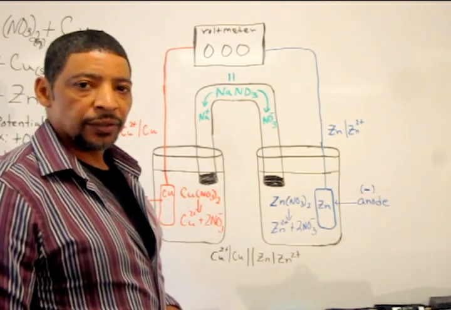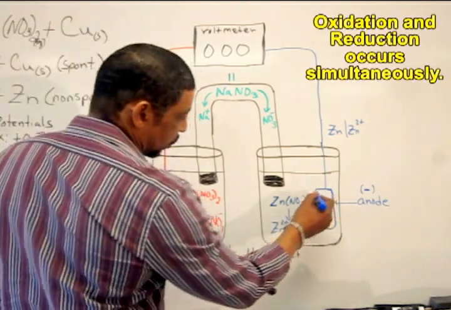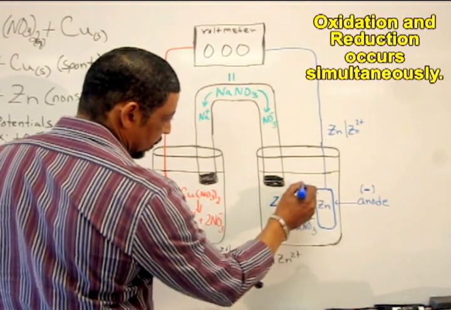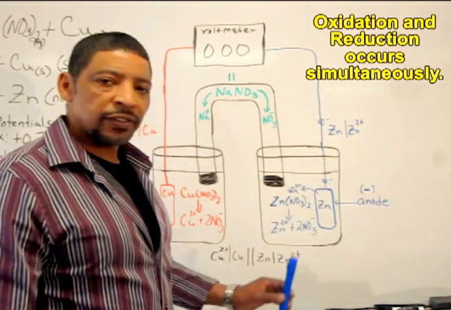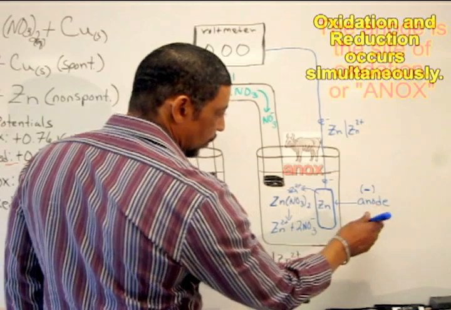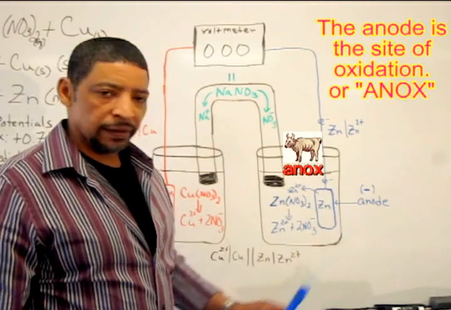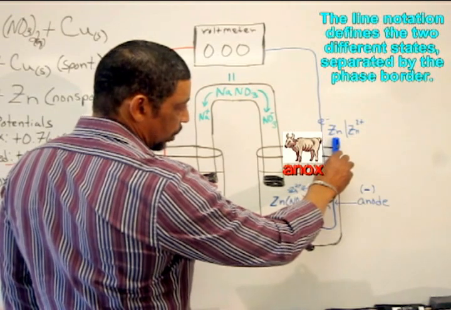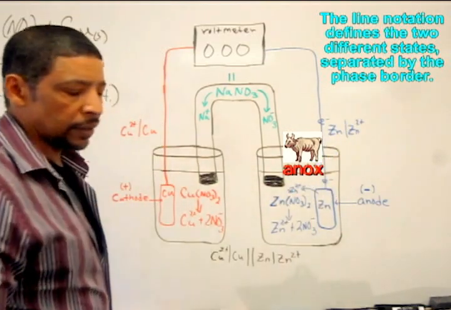After the circuit is closed, the following processes will occur simultaneously, where the zinc electrode will undergo oxidation, forming zinc 2+ cation and 2 electrons, which will travel through the wire. Since the zinc electrode is undergoing oxidation, this electrode is known as the anode, and because the electrons are being generated at that electrode, the charge is negative. The line notation for this process is written as follows, where zinc metal undergoes oxidation to produce zinc 2+ cation, where the vertical line represents the phase border.